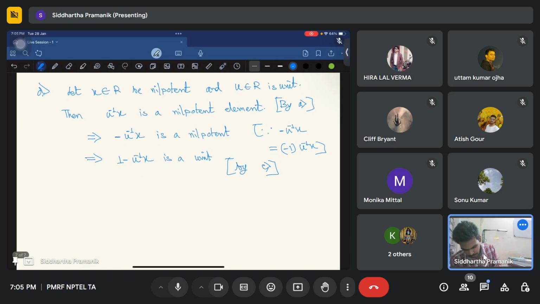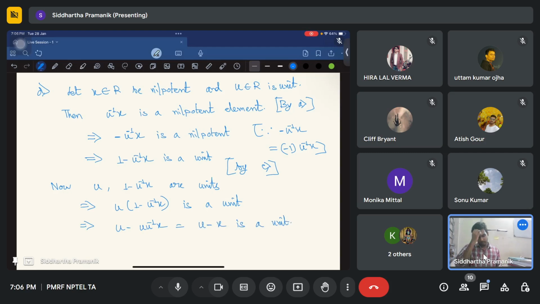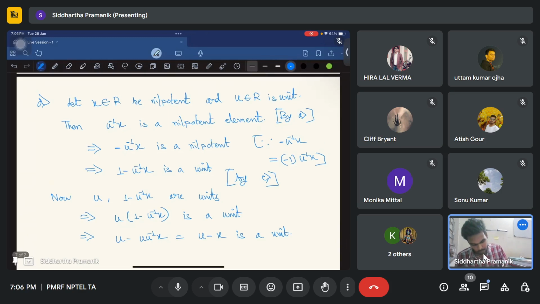Now u is a unit. Now u and 1 minus u inverse x are units. So their product is also a unit. So u times 1 minus u inverse x is a unit. So u minus u times u inverse x, which is nothing but u minus x, is a unit. So is it okay? Did you get the idea?